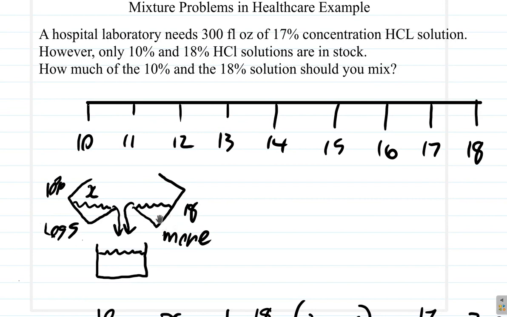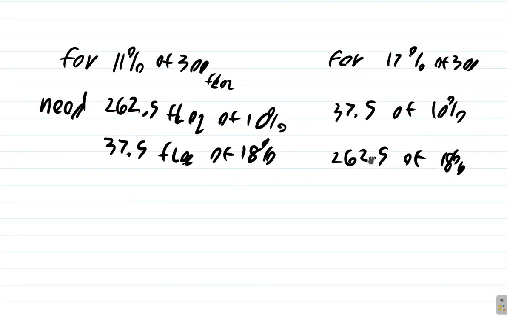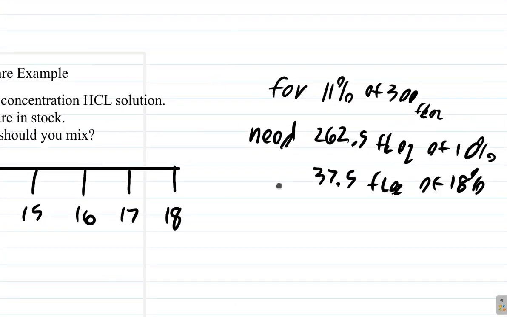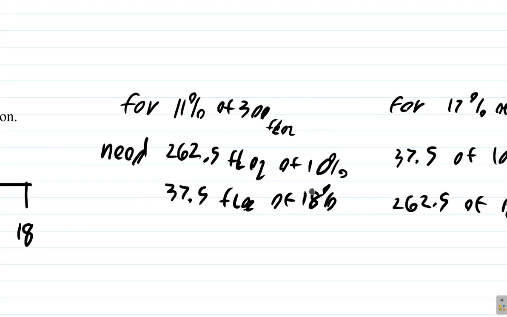Alright? Yeah, plenty of 18%. You throw some 10% in it and you have 17%. So a lot more of 18% here. And when you mix 37.5 ounces of 10% solution with 262.5 ounces of 18% solution, you get 300 ounces of 17% solution.